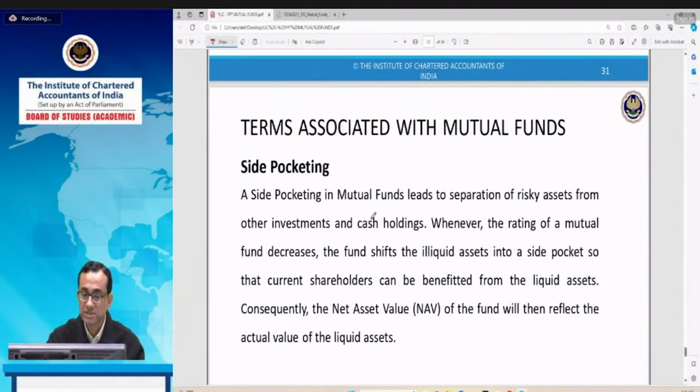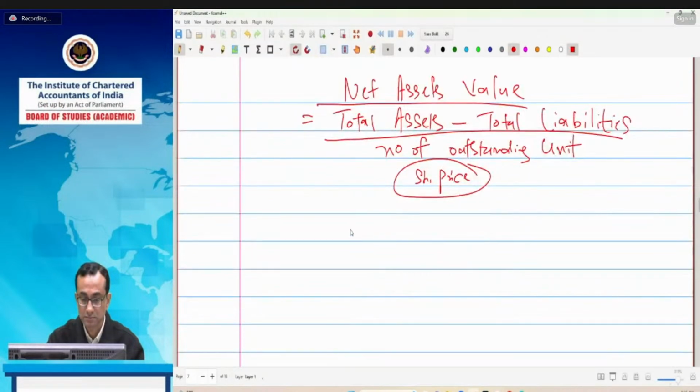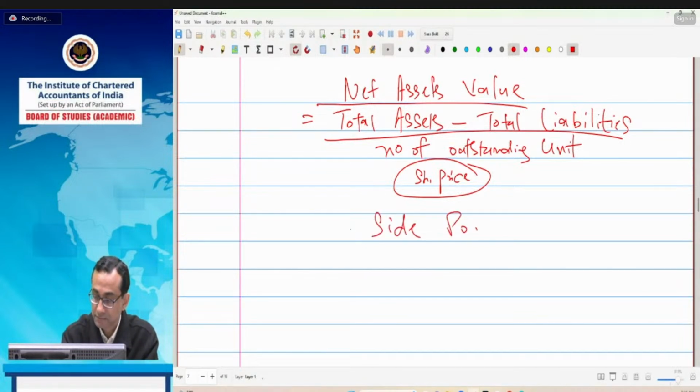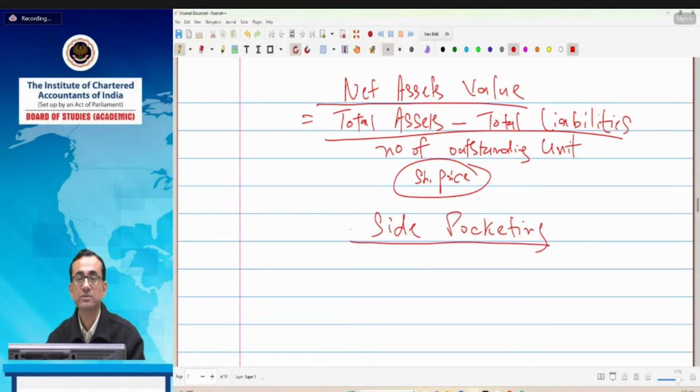Now, I will discuss some of the important terms associated with mutual funds. First is side pocketing. I will take some time to explain this concept, side pocketing. So, what is side pocketing? Side pocketing, as the term indicates, means a side pocket. It means the risky, illiquid assets are transferred to a separate side pocket.